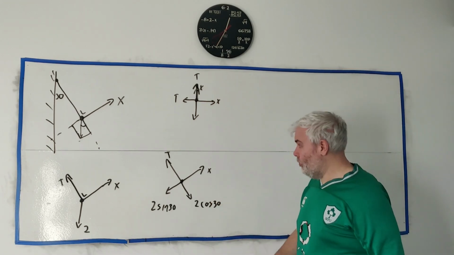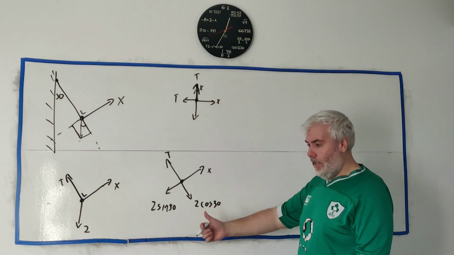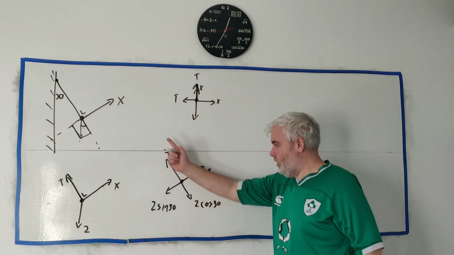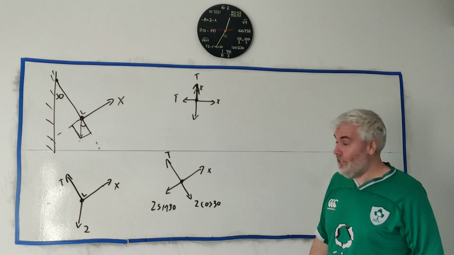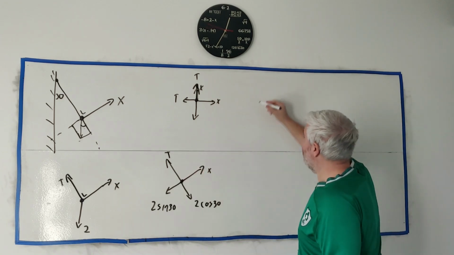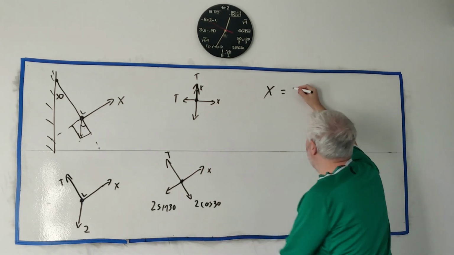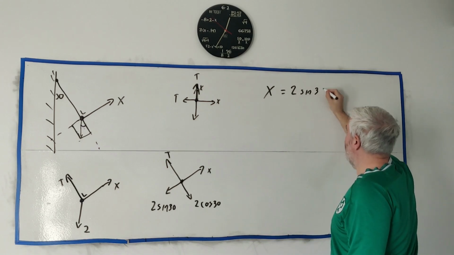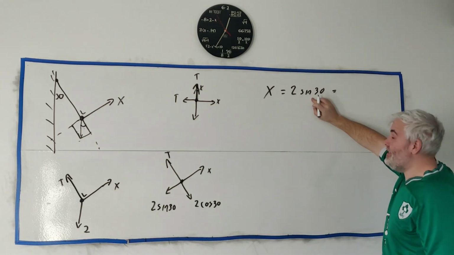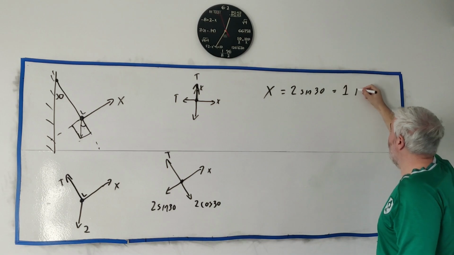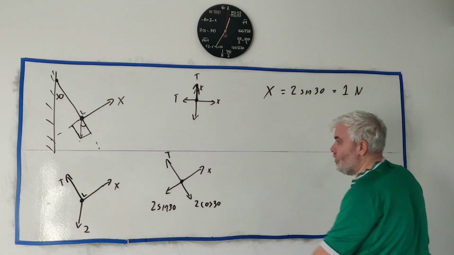This isn't too bad of a question now. This direction equals that direction. That direction equals that direction. It's not actually too hard here. They wanted X. Well, good, because X must equal 2 sine 30. Put it in a calculator, but like I said, sine's a half. This is just 1 newton. Must be the X force that's holding this up.